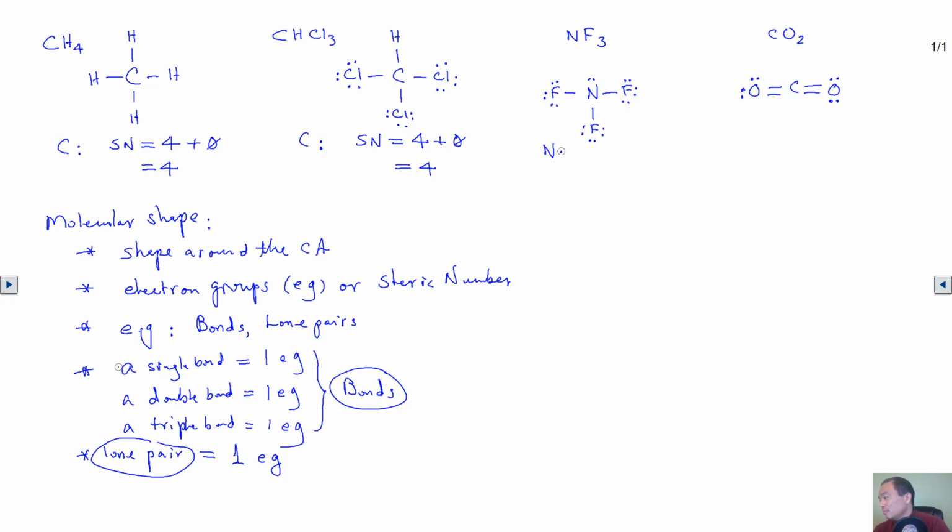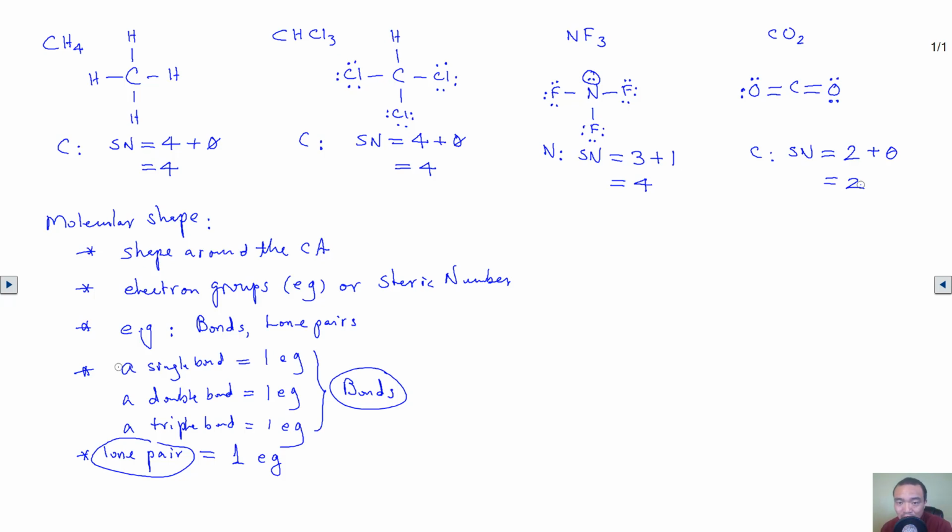For this nitrogen center atom, the steric number, how many bonds do you have? You have 1, 2, 3. So this gives you 3 bonds. Plus, don't forget about this, you have a pair of dots sitting on nitrogen, which is 1 electron group. So this gives you 4. But this 4 comes from different sources. It's coming from 3 plus 1. For carbon, the SN number, you have 2 double bonds. Each double bond is 1. So this gives you 2 bonds, no lone pairs. SN is 2.